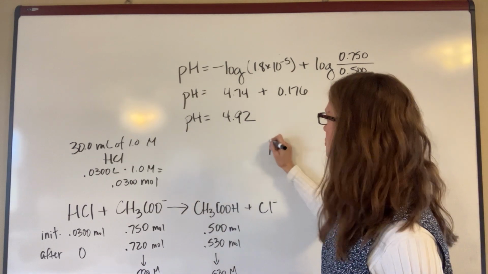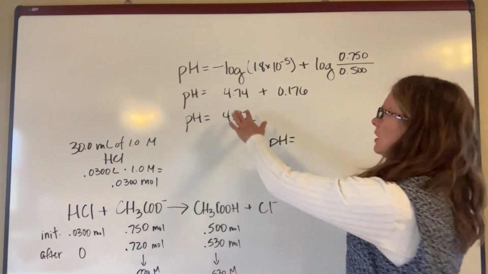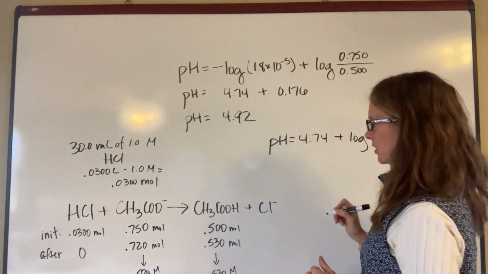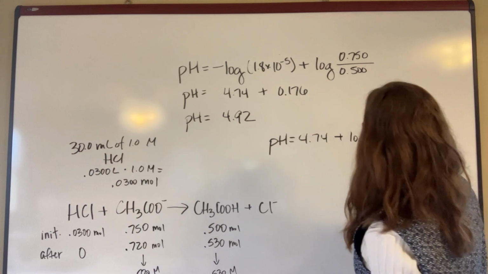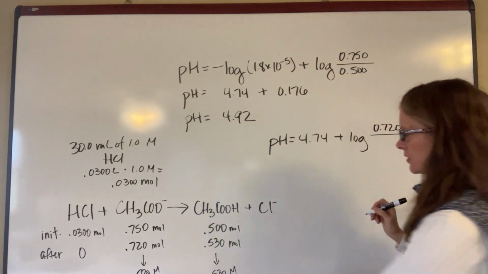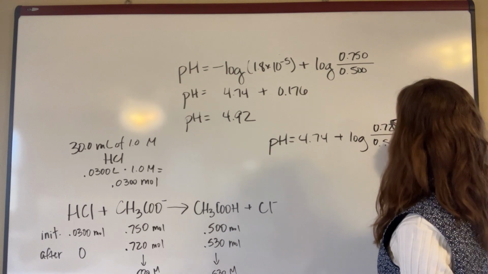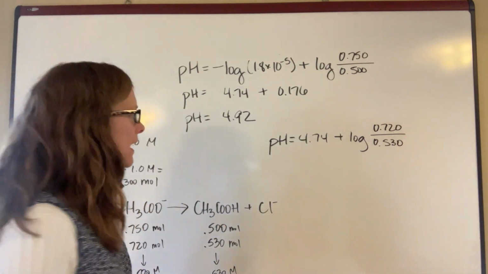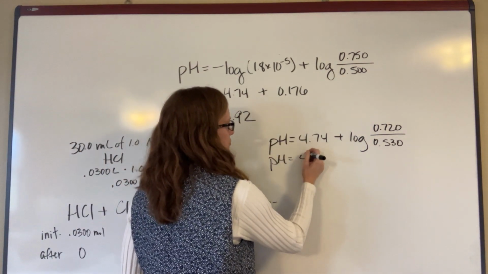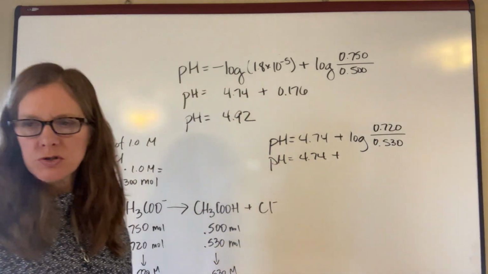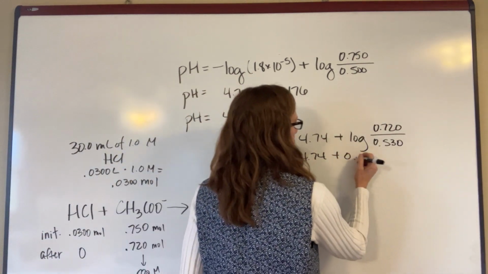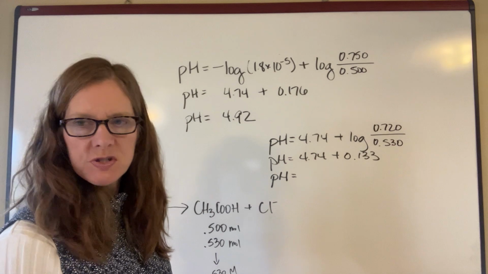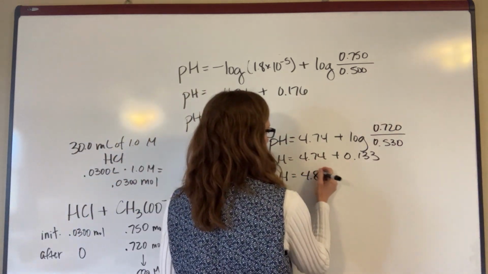So my new pH is going to be pH equals the pKa, which I already found was 4.74, plus the log of the concentration of the base, which is 0.720, over the concentration of the acid, which is 0.530. So you can see that this ratio has changed just a little bit. And so now what I have is pH equals 4.74, plus when you type that into your calculator, you get 0.133. And so now my new pH, when I add those together, is going to be a pH of 4.87.